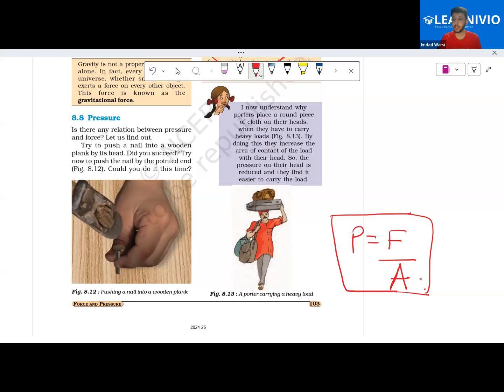Because both are equal. Forget area for a second. Pressure is equal to force. If you increase the force, pressure will increase, or if you increase the pressure, force will increase.